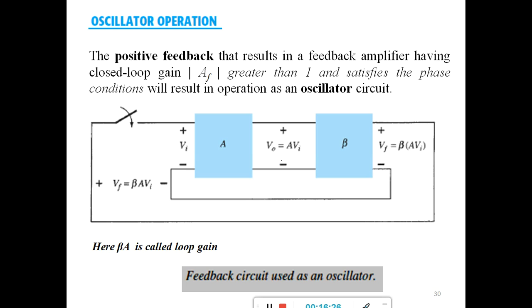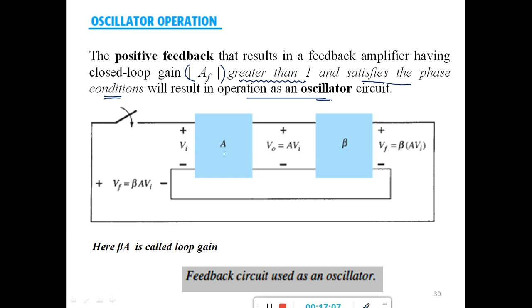Okay, all right. Further, the positive feedback that results in a feedback amplifier having a closed loop gain AF, I just mentioned about this point a little while ago, it should be greater than 1. Oh, so there is something different here, right? Greater than 1. I just mentioned that it has to be equal to 1. But now the statement says greater than 1. Okay, let's try to understand its implication. And satisfies the phase conditions will result in operation as an oscillator circuit.